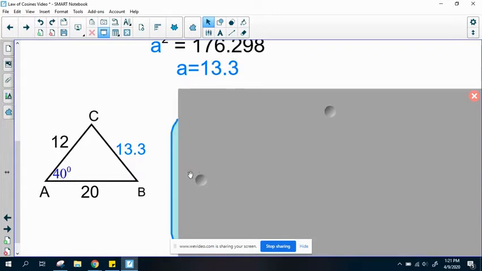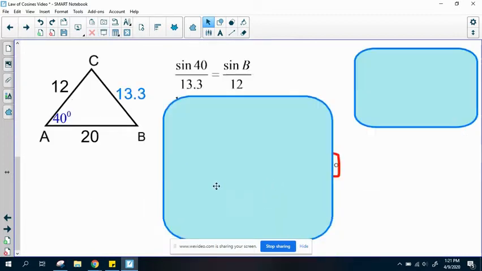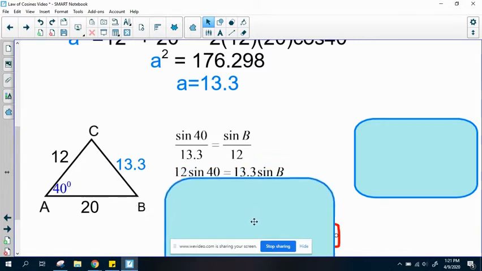So I'm going to say that the sine of angle 40 over 13.3 is going to equal, now I'm going to pick sine B, it doesn't really matter, over 12. Okay, so I'm trying to find this angle here.